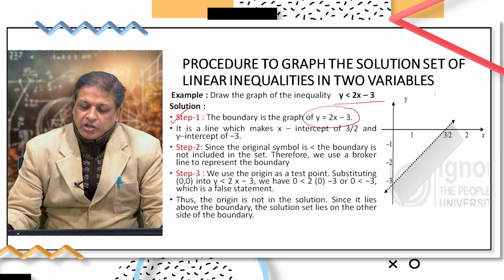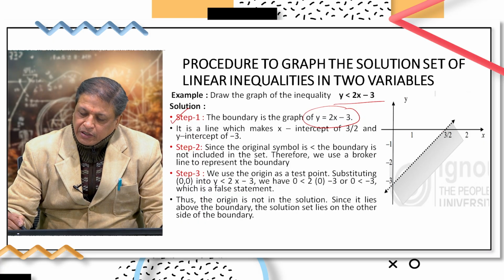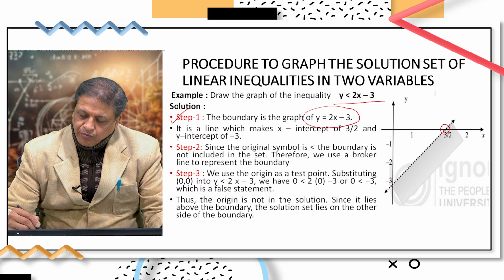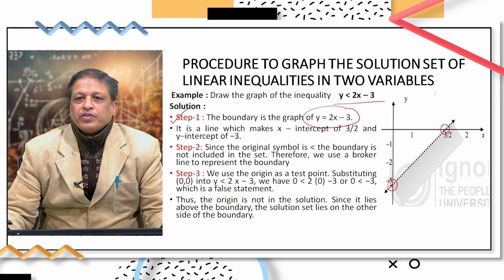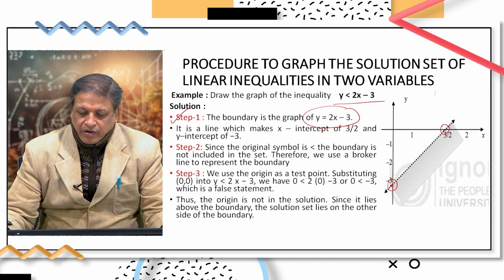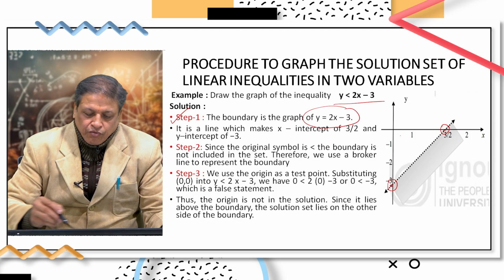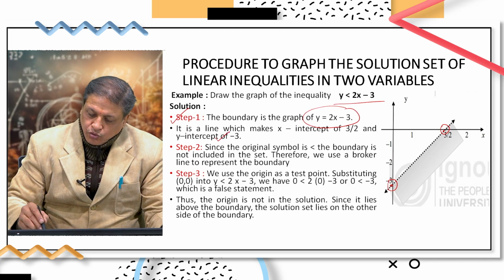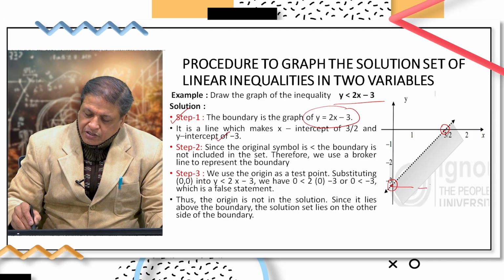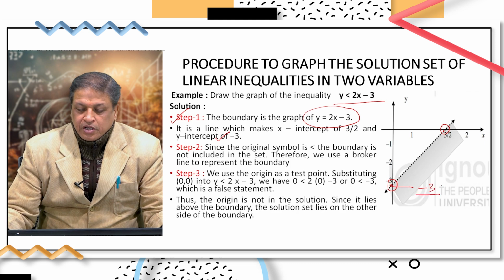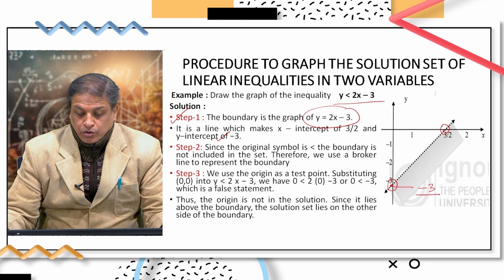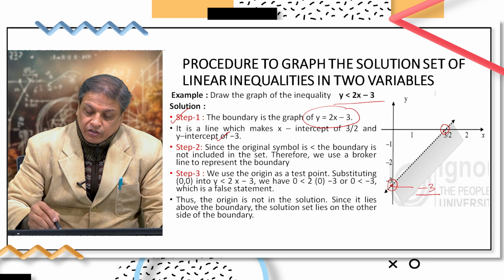Why do we need to determine the intercepts? Because we need to find the points where the boundary line intersects with the x axis and the y axis. Now substituting x is equal to 0, we get the y-intercept as minus 3. So y equal to minus 3 is one of the intercepts. Substituting y is equal to 0, you will get that the x-intercept is 3 by 2.